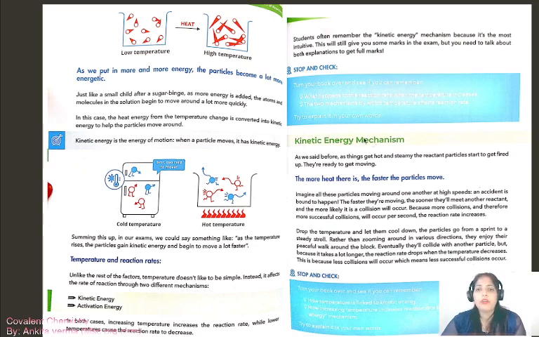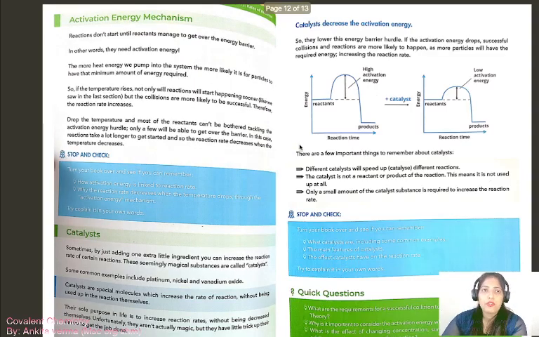Okay, so what is the kinetic energy mechanism and what is kinetic energy? Kinetic energy is only about motion. The more heat there is, the faster the particles move. If the particles are moving faster, it means the number of collisions increases. If the number of collisions increases, it means the rate of reaction is also affected. Kinetic energy is just the motion. It means the particles are in motion.